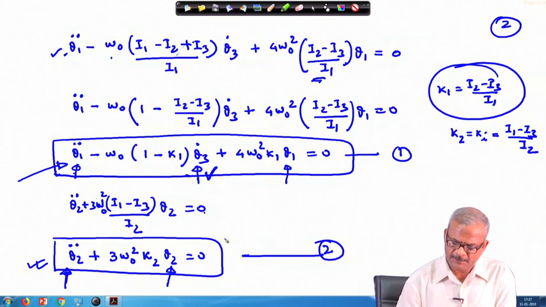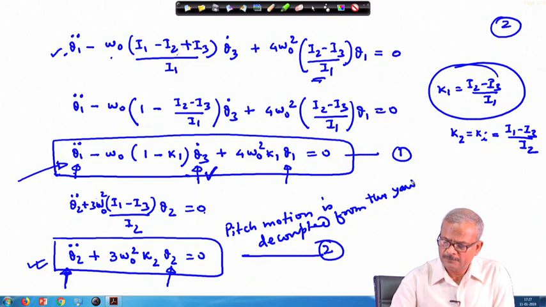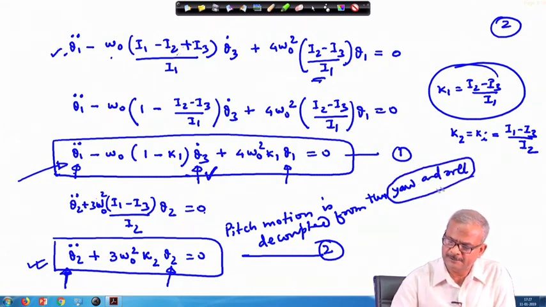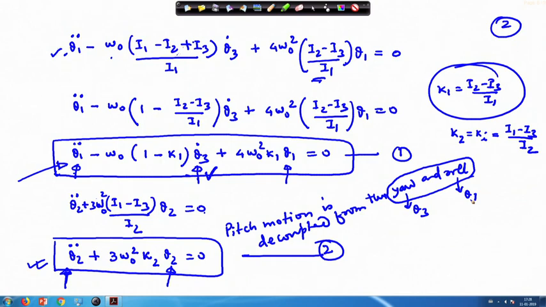So, this implies that the pitch motion is decoupled from the yaw and roll. Yaw is related to theta 3 and roll is related to theta 1. We will return back to this part. Okay, first let us wind it up.